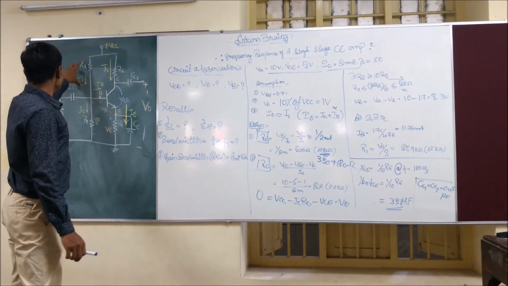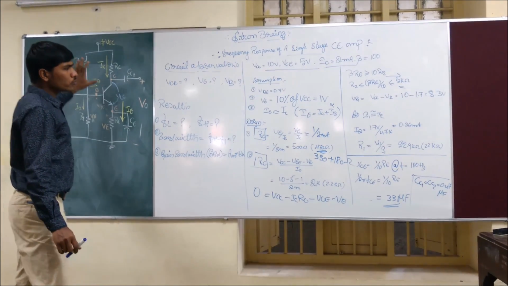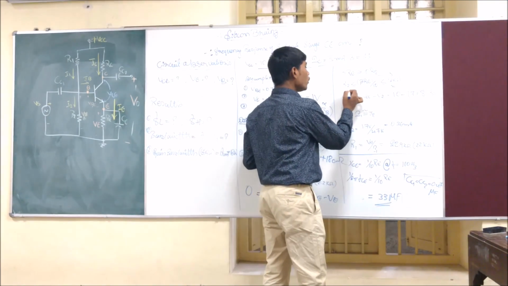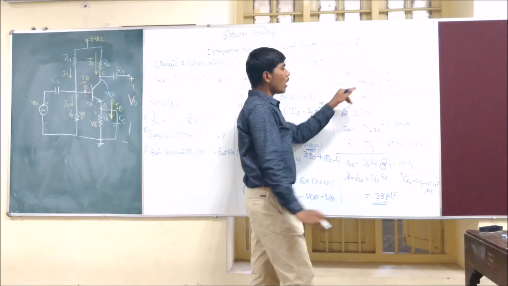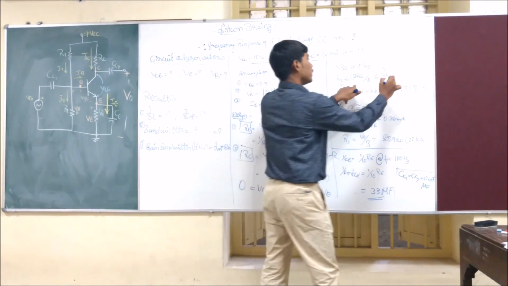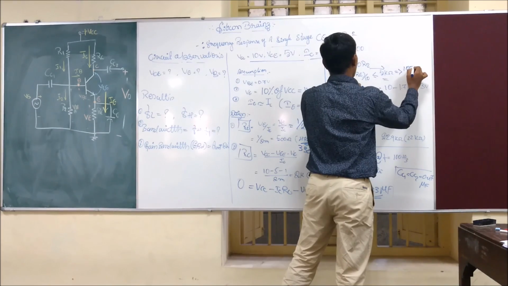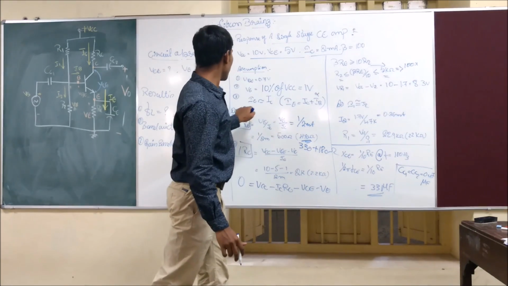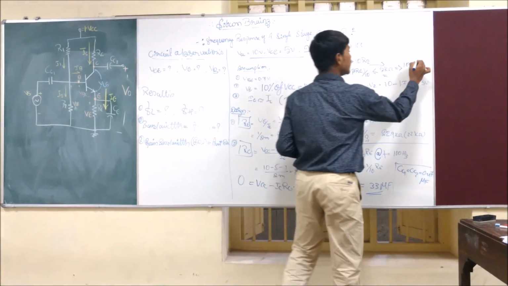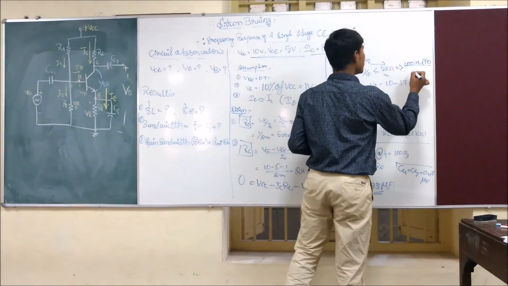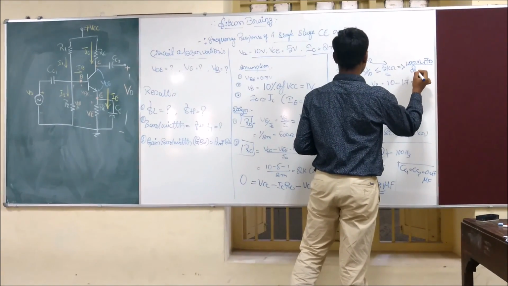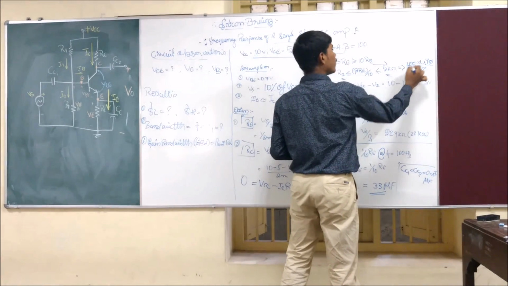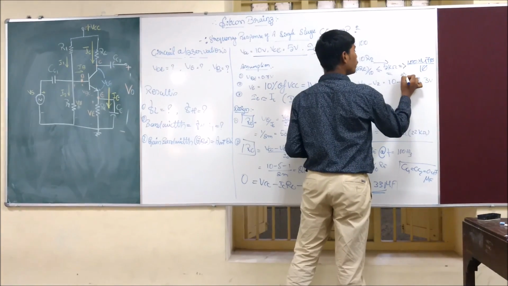And then VR1. This R2 I designed with beta as 100. So I'm going to write 100, and RE is the RE design value, which is 470. That's it. Of course, this comes to about 4.7 kilo.